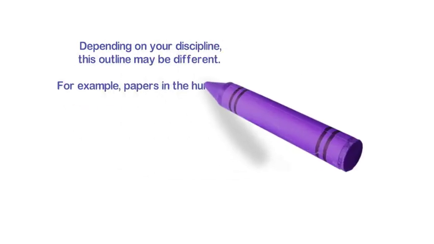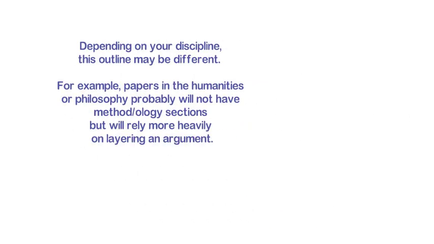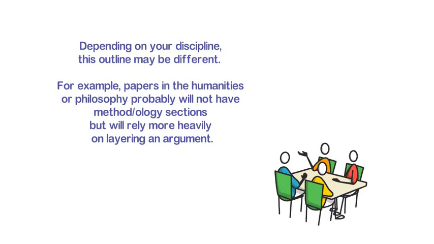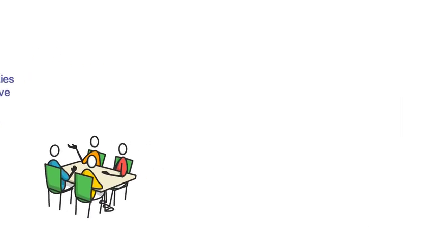If you are in the humanities or philosophy, then you may not have a method or methodology section, and your paper may rely more heavily on argument. So you need to look out for that. But understanding how a paper is structured can really help you to read it.